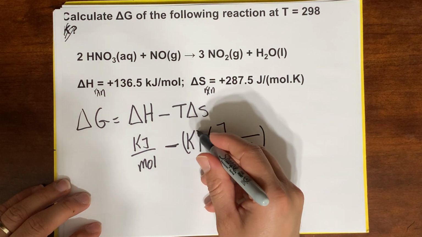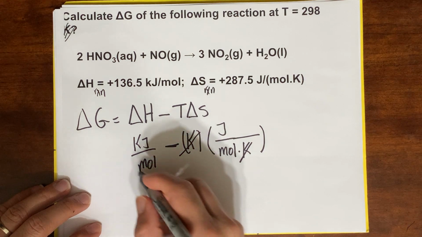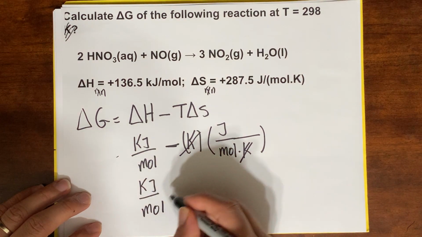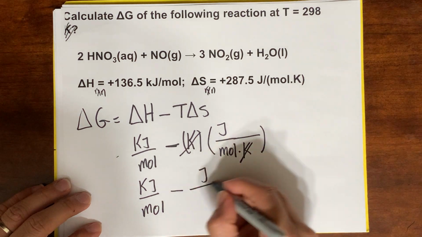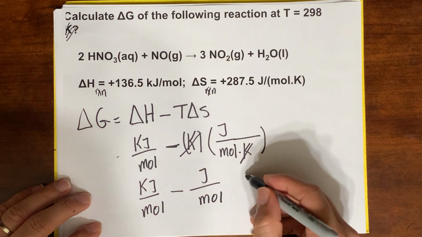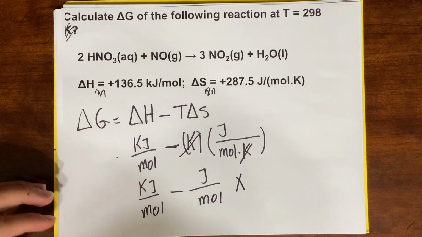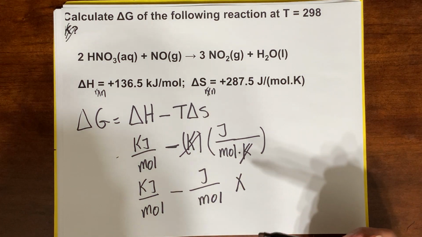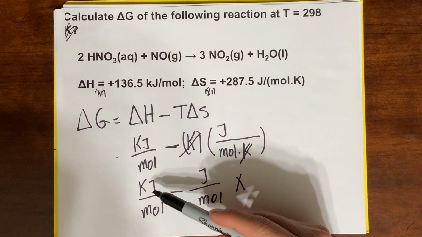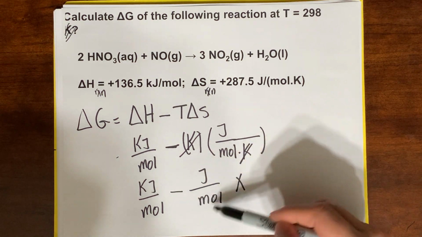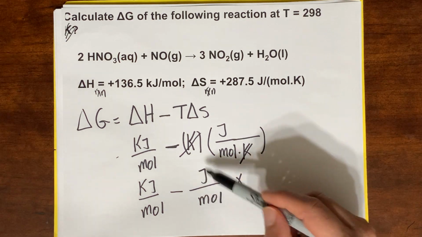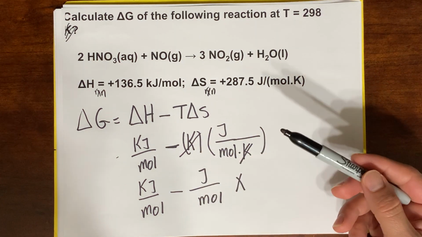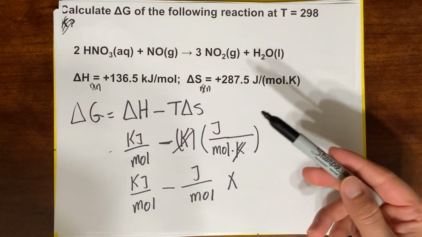Kelvin by Kelvin, it will be cancelled. So you get kilojoule over mole minus joule over mole. And this is wrong. You cannot subtract two numbers with different units. You either transfer the first one to joule and then subtract the second from it, or transfer the second to kilojoule. So I need to fix it. I need to transfer one of them to another unit.